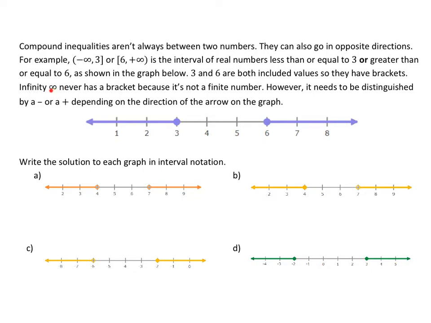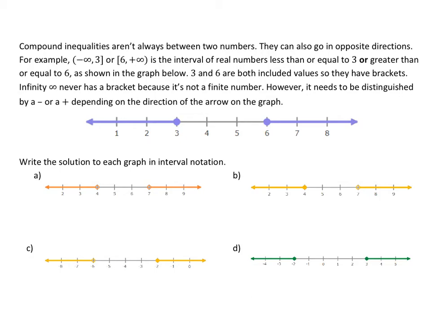Infinity, which is this symbol right here, looks like a sideways 8. It never has a bracket because it's not a finite number. However, it needs to be distinguished by a negative or a positive depending on the direction of the arrow. So right here we have -infinity to 3 or 6 to positive infinity. So that tells me that 3 is a bracket, it's a closed circle, and it goes all the way to -infinity. Infinity can never have brackets, it's always a parenthesis. Over here we have 6, which is a closed circle, therefore having a bracket, all the way to positive infinity and having a parenthesis.